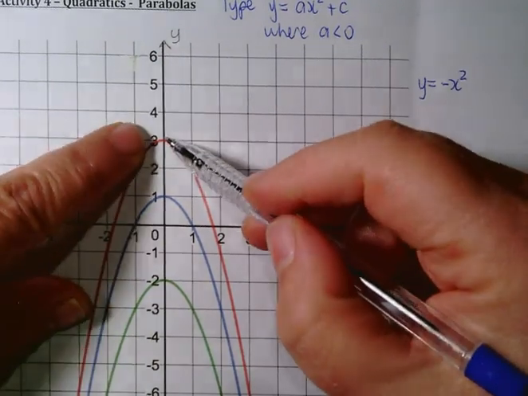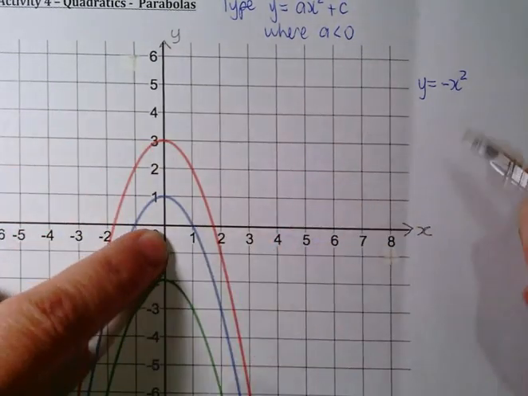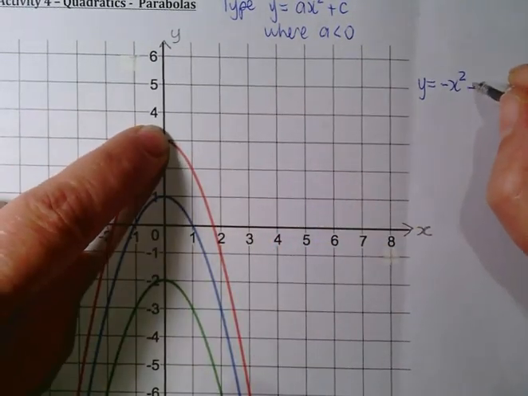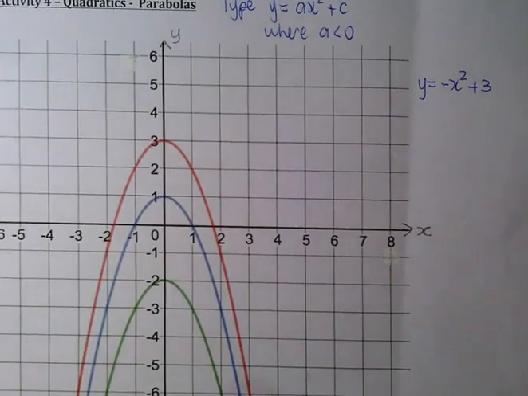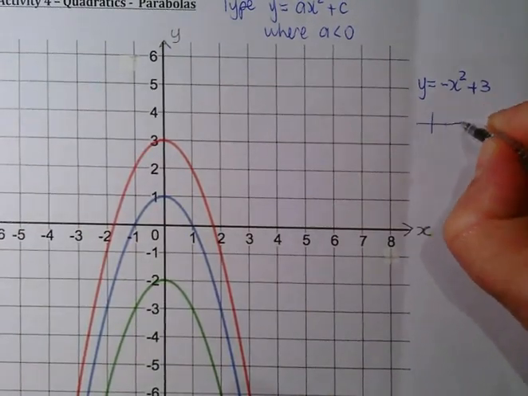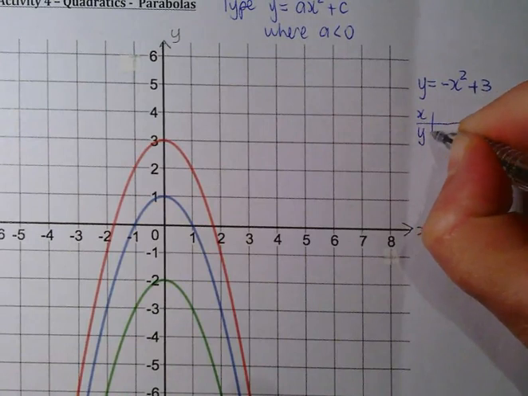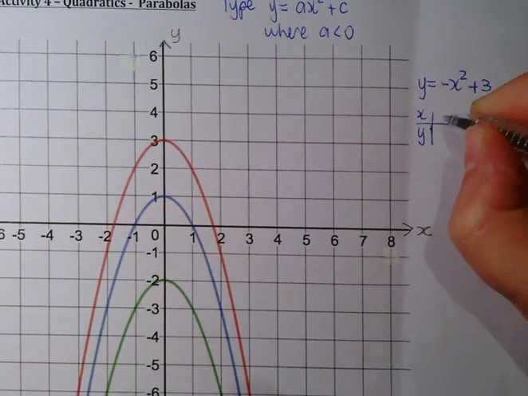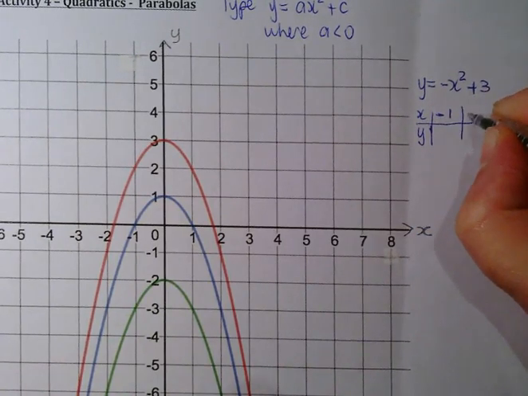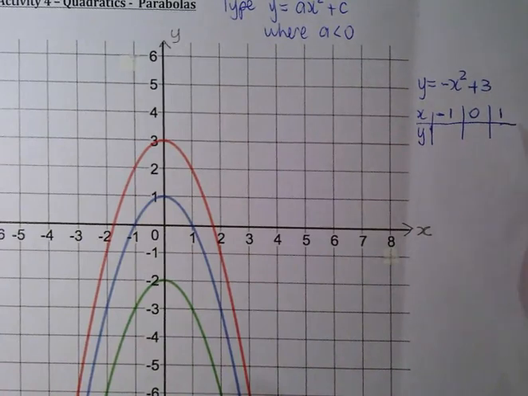So the first one, the red one, is y equals -x squared, shifted up 3 units, plus 3. Let's do a quick table of values just to confirm that. I'm just going to do 3 values: -1, 0, and +1.